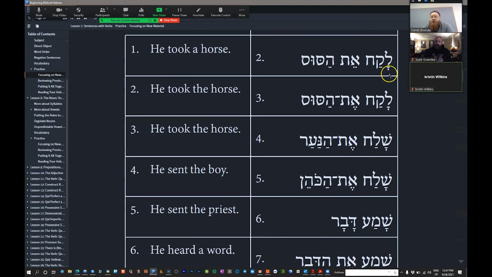Number 4, here we've gone to shalach as the verb, but again, we've got et with the definite article, so this tells us that we've got our direct object here. The only difference between number 4 and number 5 is what the direct object is. In number 4, he took a boy or a servant or a young man. In number 5, he took a priest, or the priest, I should say. He took the servant, he took the priest.